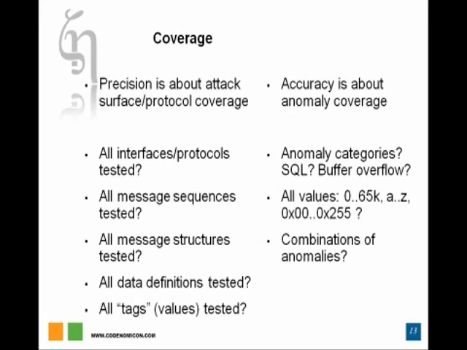So coverage is actually the most important aspect of fuzzing. I have divided coverage into two different categories. The precision is about the protocol awareness, and accuracy is about the security awareness. So what areas of protocols you test and what type of anomalies you actually use in those tests. And the combination of this is then a measurable thing that you can use to compare tools and also estimate how well something actually was tested.